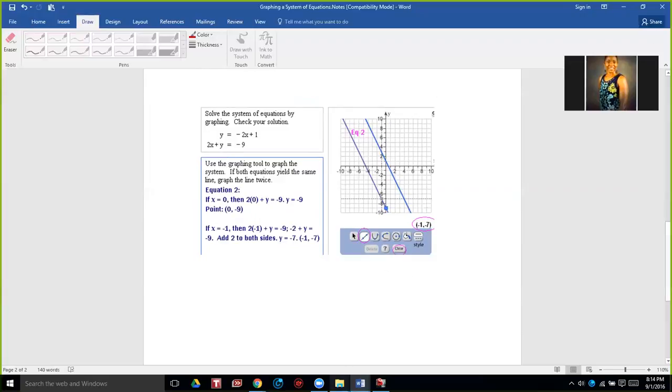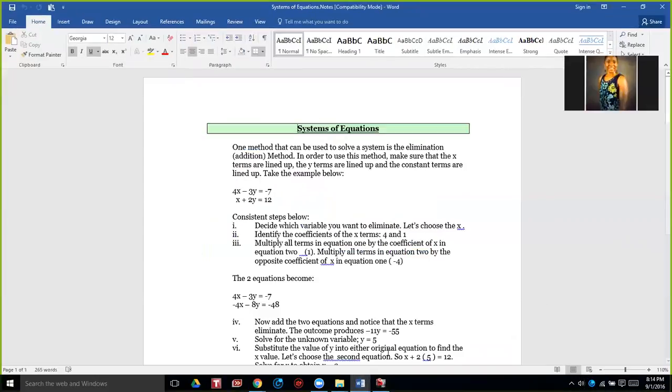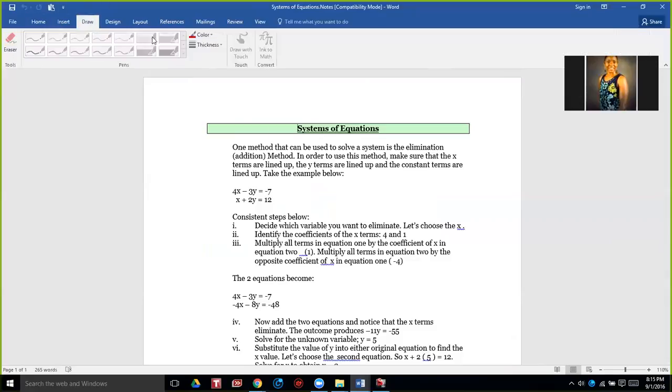All right, so now let's look at solving a system algebraically. I'm going to look at the elimination method first. There are different ways of dealing with the elimination method, but the main thing you want to make sure is that the x's are lined up, the y's are lined up, and your constants are lined up. So that's what you have to do first.